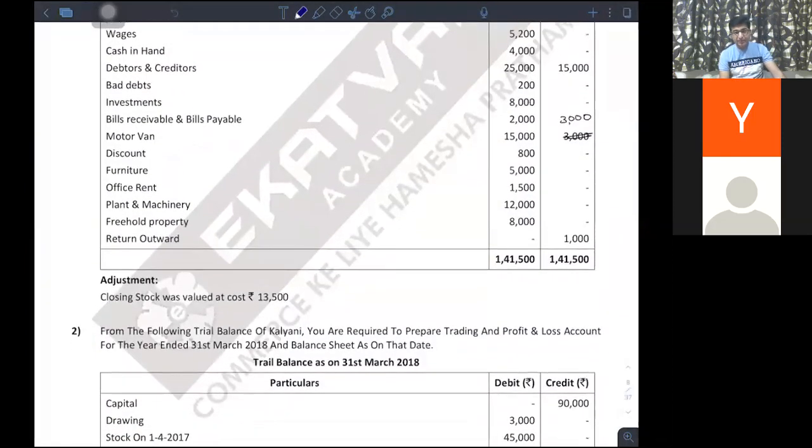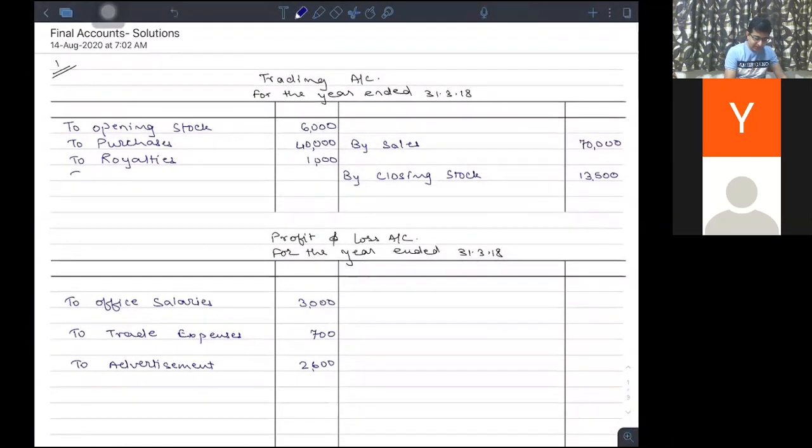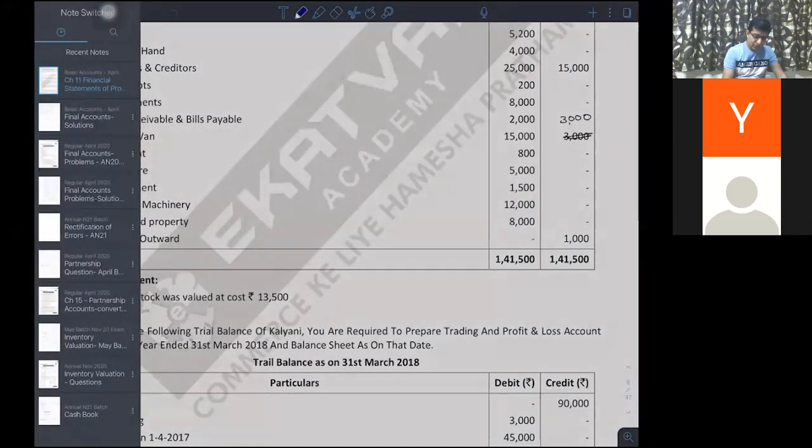Wages, again, being the expense related to the production or trade, therefore wages will go into the trading account. So trading account debit side, to wages 5,200.